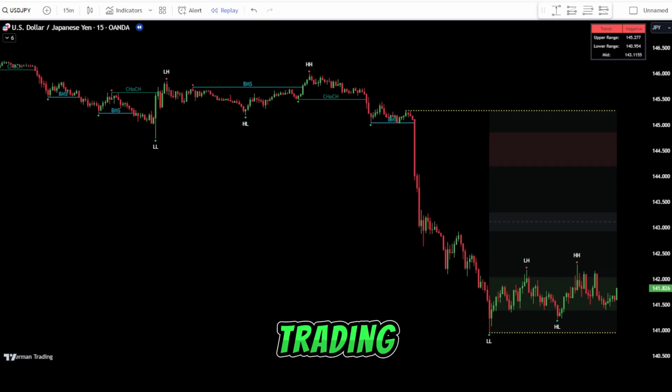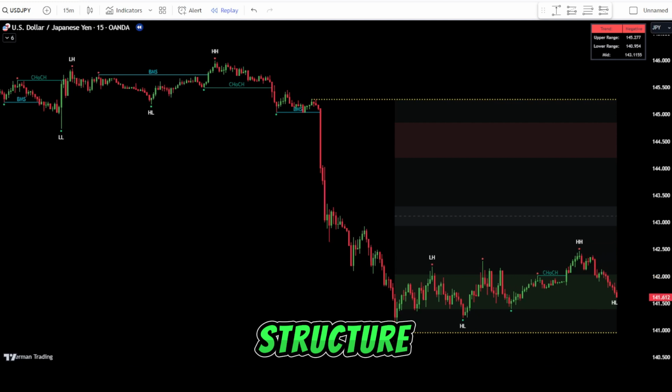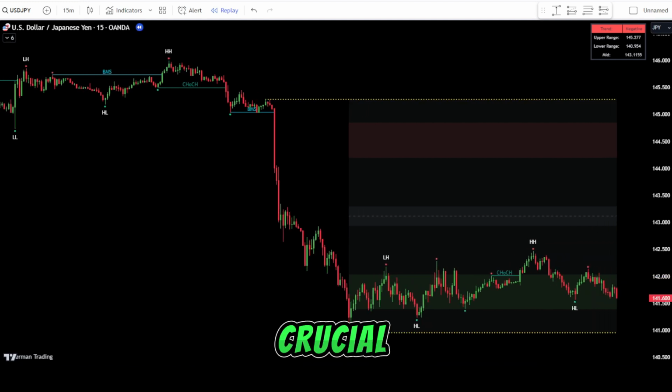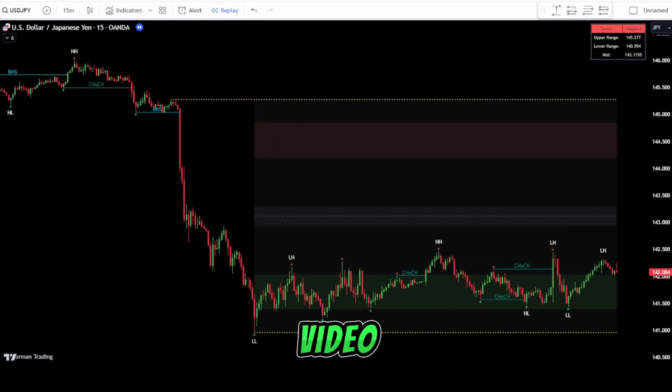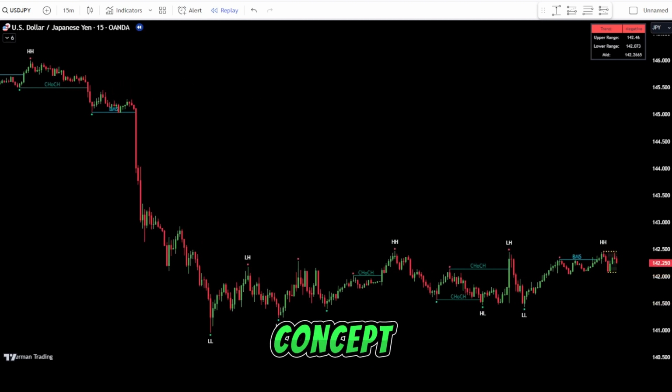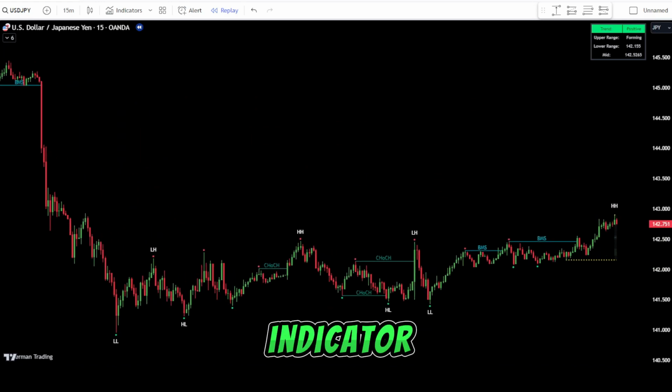To engage in trading effectively, one essential aspect you must master is market structure. Understanding this is crucial for comprehending the formation of bullish and bearish trends. In this video, we will delve into the Smart Money Concept trading strategy, utilizing the Smart Money Concept Expo indicator.